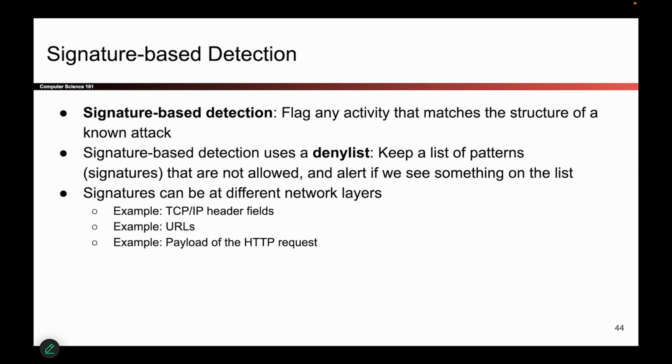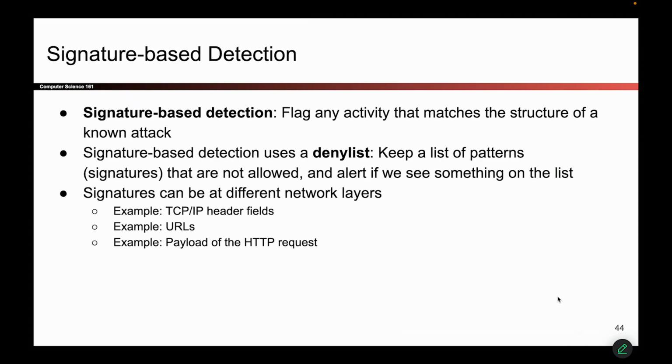So sometimes this strategy is called having a deny list. That's the list of things that are not allowed. And if you see something on that list, you flag. Now, what those signatures are kind of depends on what attacks you're trying to catch. So it could be something in the network packet header. It could be the URL that someone's trying to access. It could be something inside the payload of the packet. So what the pattern is depends on your attack, but this is the general idea.